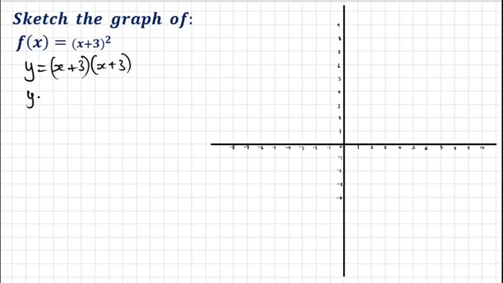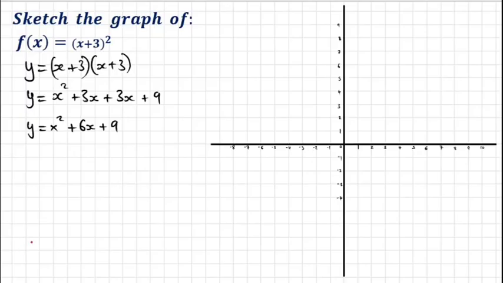So this means that y is equals to x times x is x squared, x times 3 is 3x, 3 times x again, that's a 3x, then 3 times 3 is 9. So y is equals to x squared plus 6x plus 9. Alright, so for this graph, I'll give 2 descriptions.